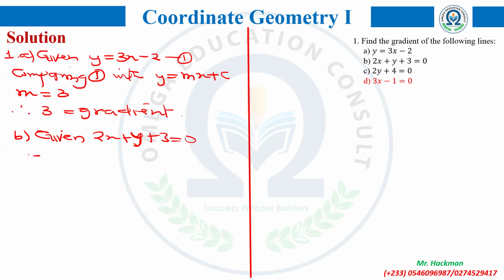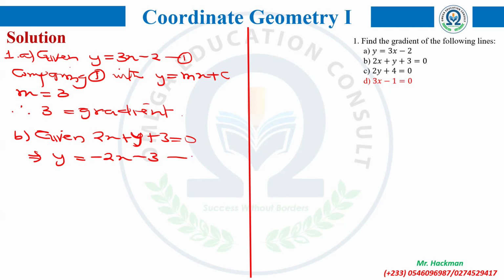So we are going to get, this implies that y will be equal to negative 2x, then minus 3. Take notes. Here, because all of them are negative, that's why we started with it. Everyone should know what to do.